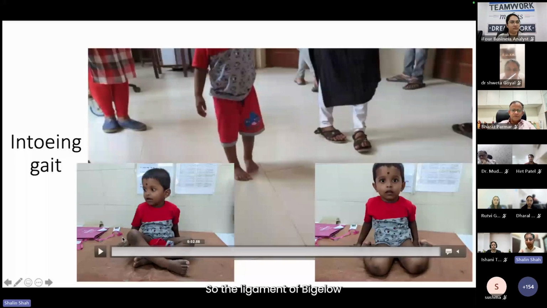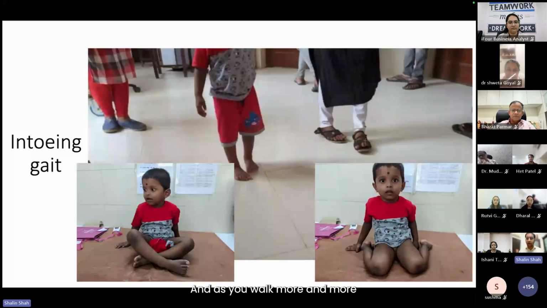So the ligament of Bigelow, right in front of the femoral head, is a very strong ligament. As you walk more and more, that ligament and the anterior muscles of the hip gradually push the femoral head to its eventual femoral version of adulthood, which is between 15 to 25 degrees. It starts at around 45 degrees of anteversion and goes down to about 15 to 25 in adulthood, which is why they walk straight by that time.